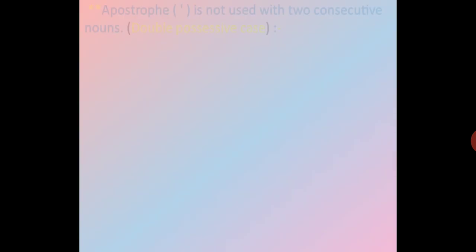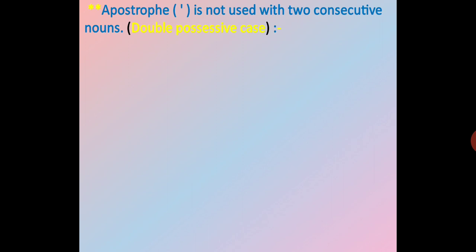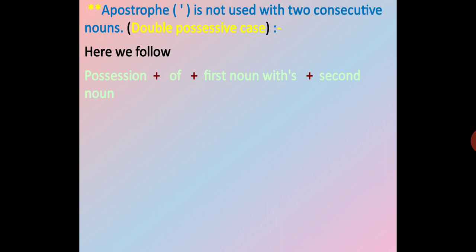The next rule is that apostrophe is not used with two consecutive nouns. It is also called the double possessive case. In this case, we follow the pattern: possession plus of plus first noun with apostrophe s plus second noun.